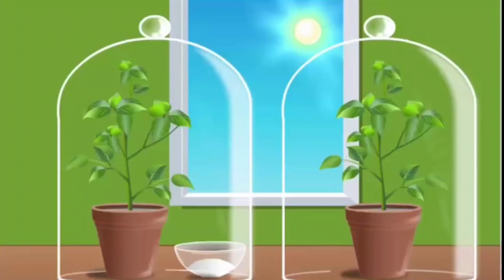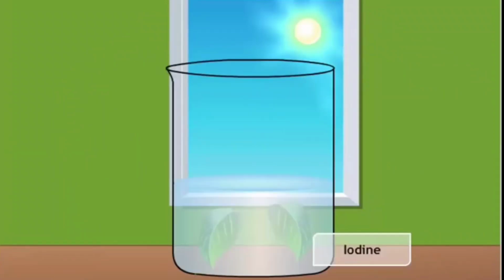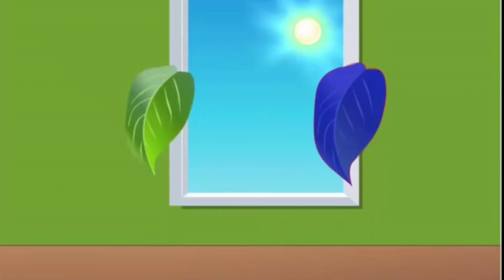Now keep the plants in sunlight for about 2 hours. Pluck a leaf from each plant and test for the presence of starch using the iodine test. So the leaf which was exposed to air turns blue-black. This shows that starch was formed and photosynthesis took place.